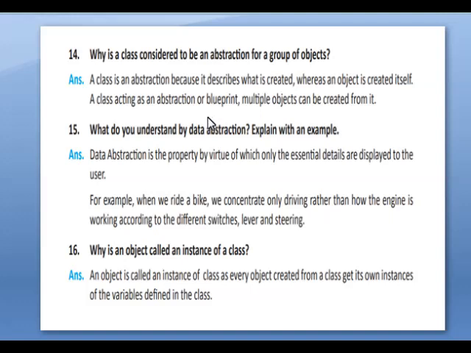The next one is, what do you understand by abstraction? Give an example. The abstraction definition you already know: it shows the essential characteristics, hiding all the details. So you have to give any one living example. Why is an object called an instance of a class? An object is called an instance of a class as every object created from the class gets its own instances of the variables defined in the class.